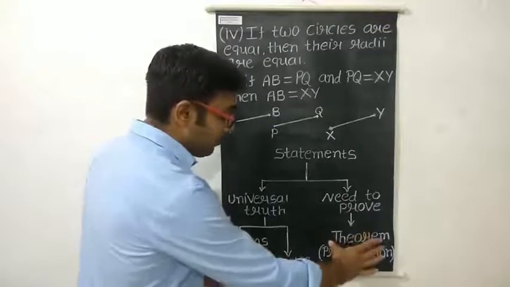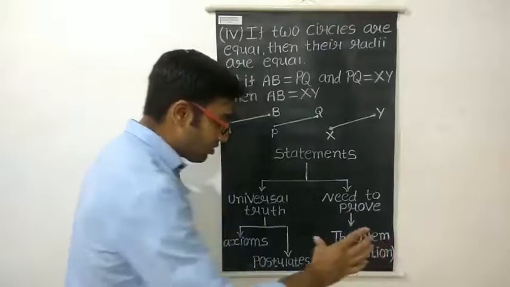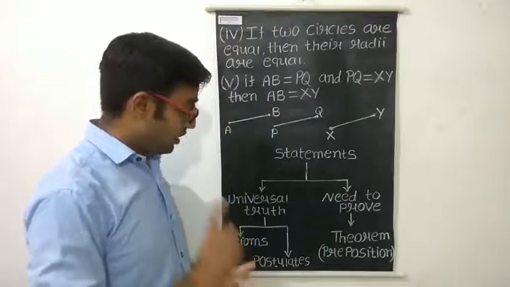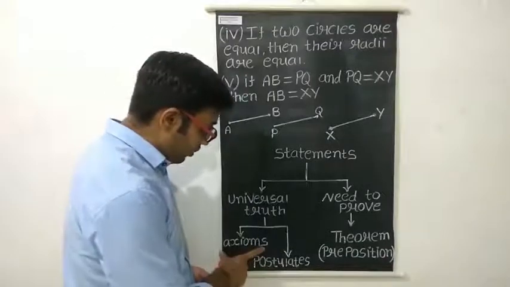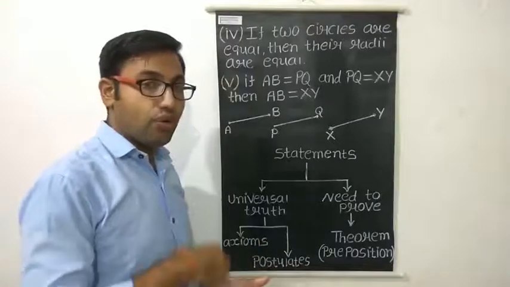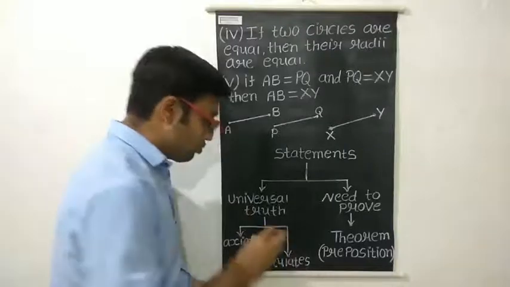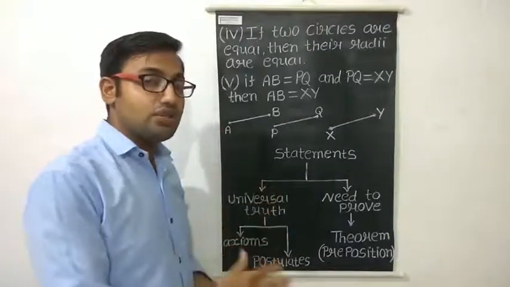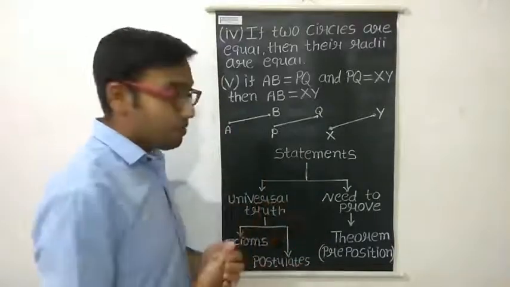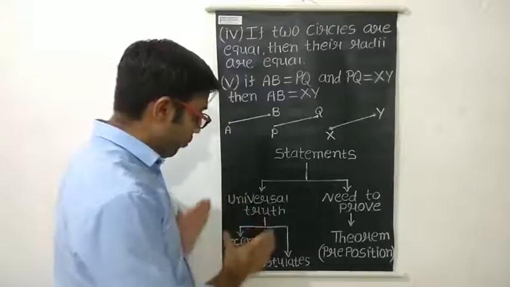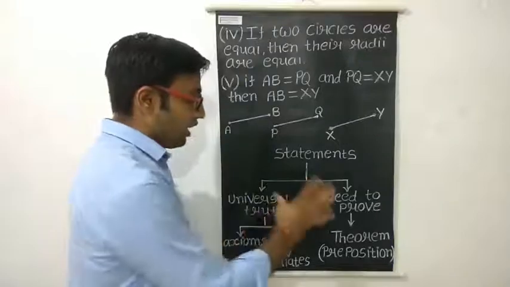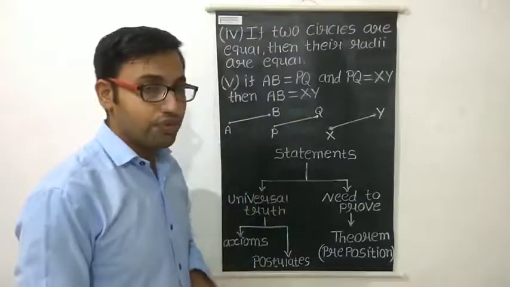On what basis do we prove a theorem? We can prove a theorem on the basis of axioms and postulates. One thing we also have to remember is where axioms and postulates are used. Axioms are used all over mathematics, while postulates are used only in geometry. Okay, so I have prepared these points so you can clarify between all these things: axioms, postulates, theorems, universal truths and statements we need to prove.